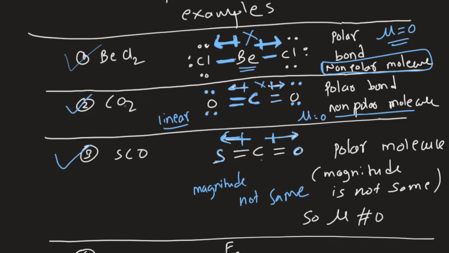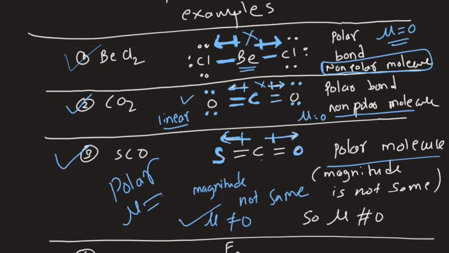In the CO2 example, the magnitude was the same and the directions were opposite. Here the directions are opposite but the magnitude is not the same. Why is the magnitude not the same? Because carbon is connected to sulfur at one end and to oxygen on the other end. That's why mu is not equal to 0 in this case. So this is a polar molecule. SCO is a polar molecule because mu is not equal to 0.